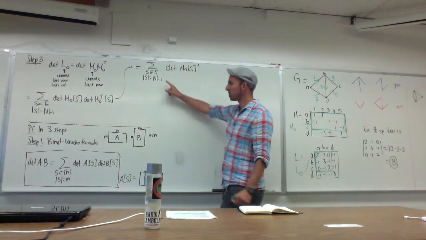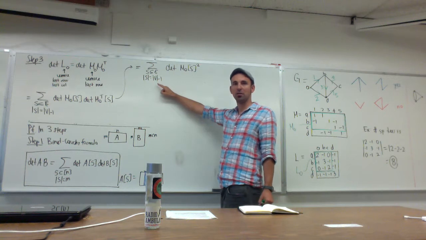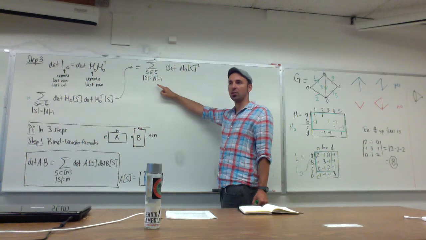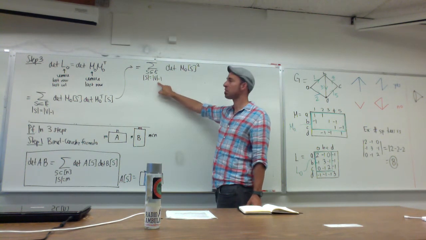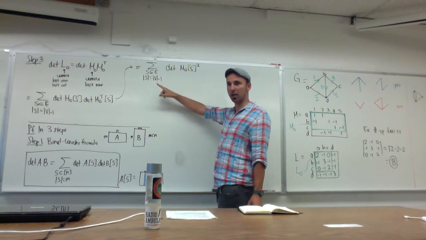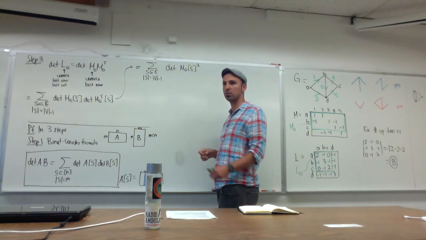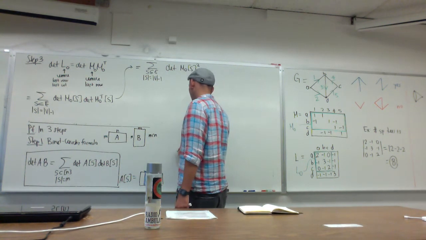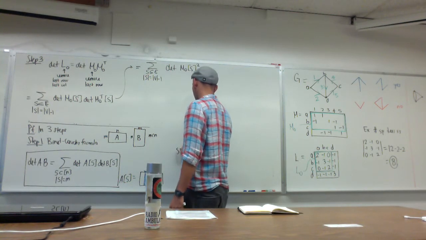And you see here I'm summing over subsets of size V minus 1. So in particular, the trees count, because the trees have size V minus 1. And so what I want to show is that if you're a tree, this is 1. And if you're not a tree, this is 0. And so let me write here, this is step 3.